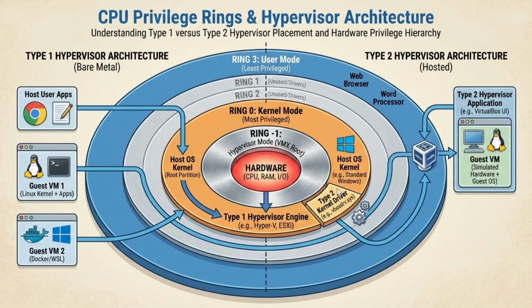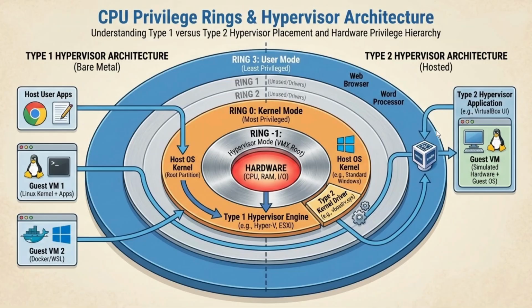The Type 2 hypervisor or the VirtualBox is divided into two parts. The first part, as we saw, is the kernel driver that lives in ring 0. The second part is the hypervisor application. It is the actual application that the user interacts with. This application lives in ring 3, like the rest of the applications in your system, like the Chrome browser.